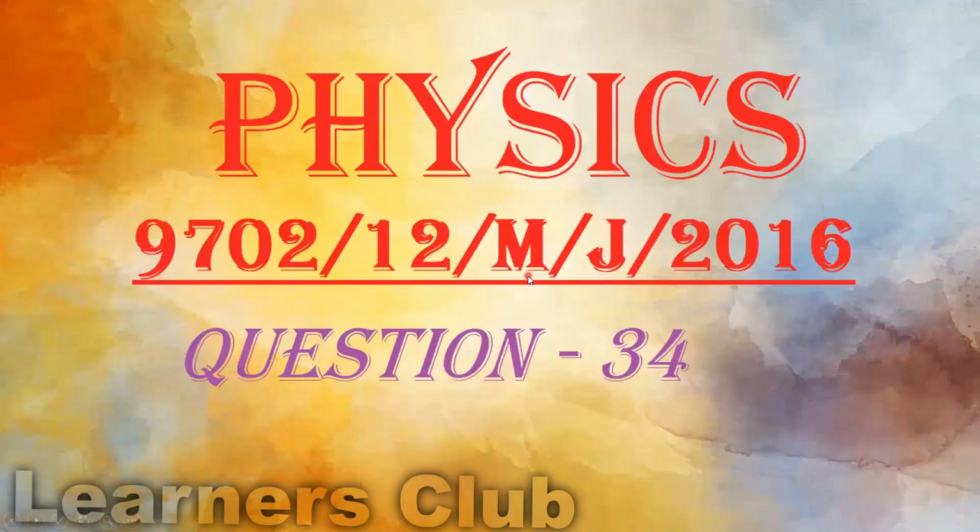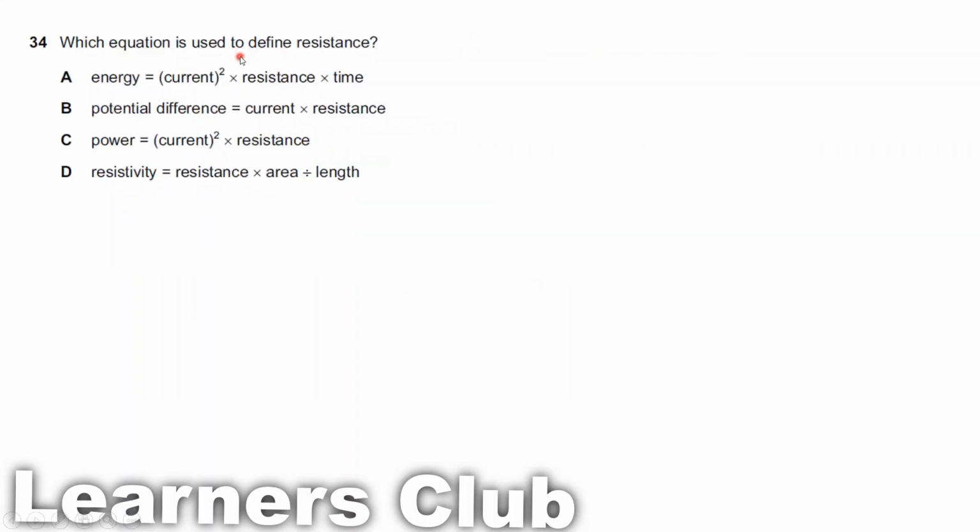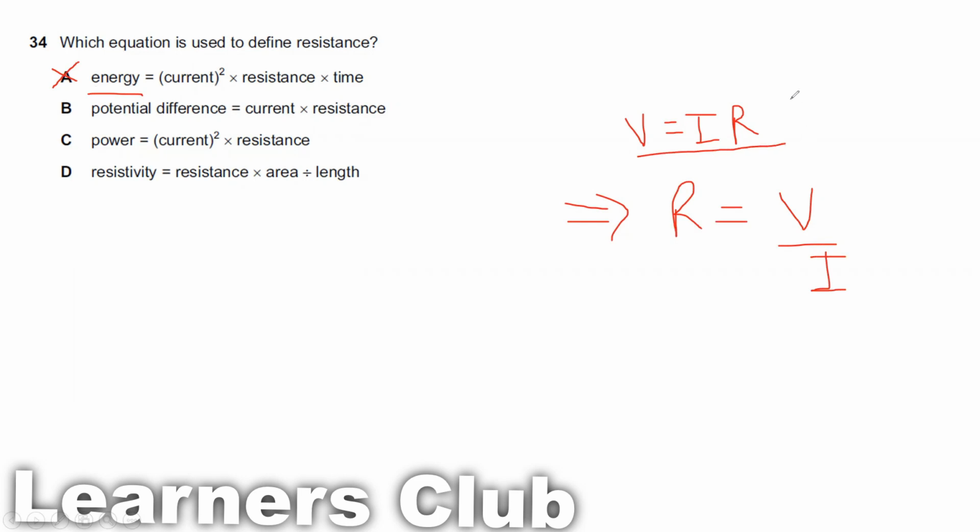Question 34. Which equation is used to define resistance? Resistance definition comes from the Ohm's law where we proved V is equal to IR. And from here, we can conclude resistance is equal to voltage per current. So this is a formula for energy. It doesn't come from energy. Potential difference is equal to current into resistance. Yes, it comes from the Ohm's law.